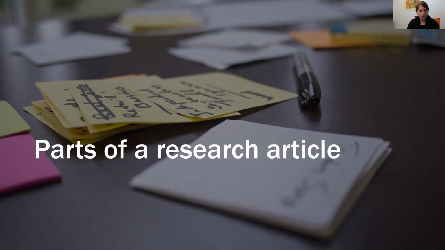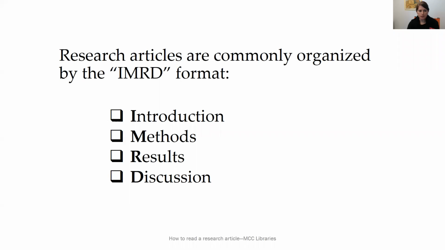So the first thing we need to understand is what are these parts of a research article? This is one of the easiest ways to identify whether you actually have a research article or not. If you have one, you will most likely have these certain parts: introduction, methods, results, and discussion, and generally in this order.